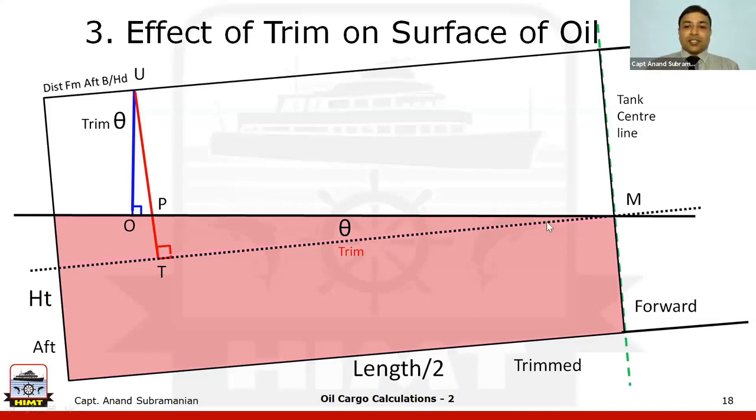Now this is the surface of the oil, if the tank is even keel, the horizontal level of the oil. And now this UO is the ullage which is observed by the sounding pipe. Is it clear? This is a small offset which is given because the distance from the aft bulkhead is mentioned. It is given in the numericals, or it can be obtained from the ship's plans. So this is what we get.